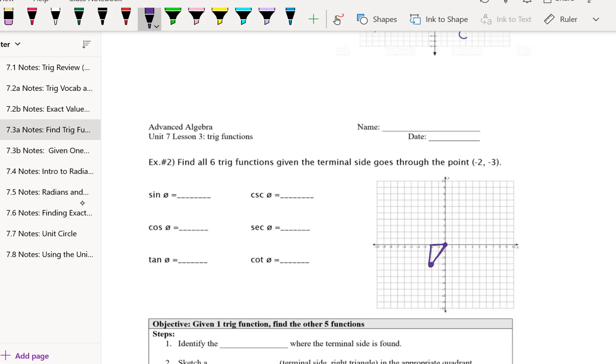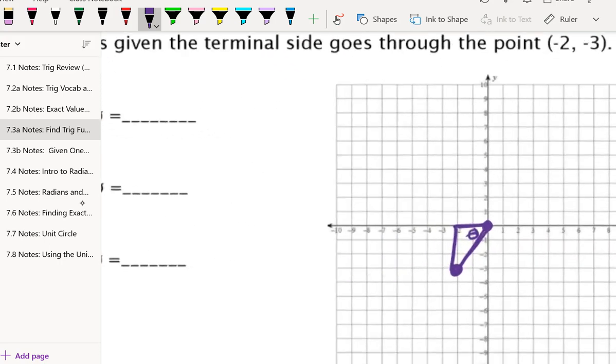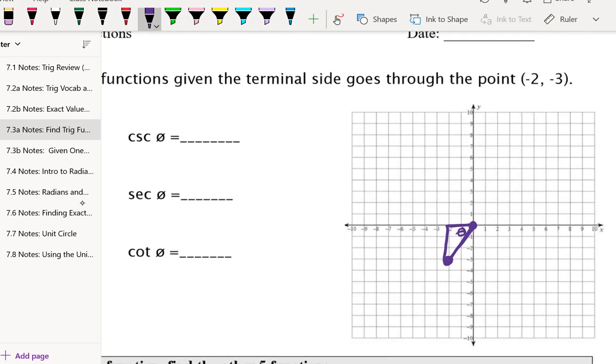Okay, so from my origin, I'm going to draw in a triangle. My reference angle is the angle that comes from the terminal side to the x-axis. Okay, so this is the point -2, -3, which means that this is -2 and this is -3. I went left 2 and down 3. Okay, let's use the Pythagorean theorem to find my hypotenuse. Hypotenuse is always positive. Doesn't matter what quadrant you're in.